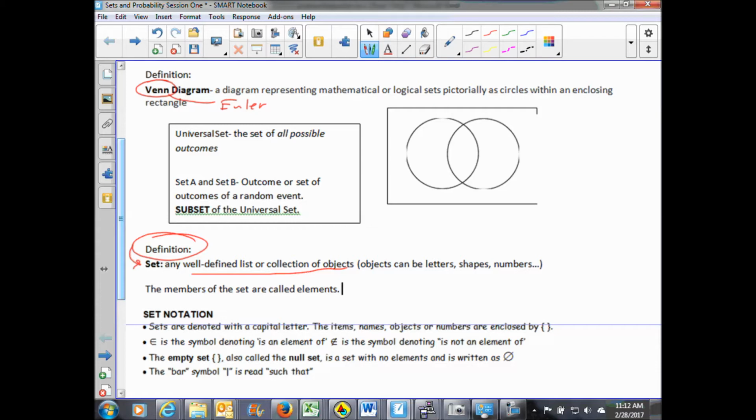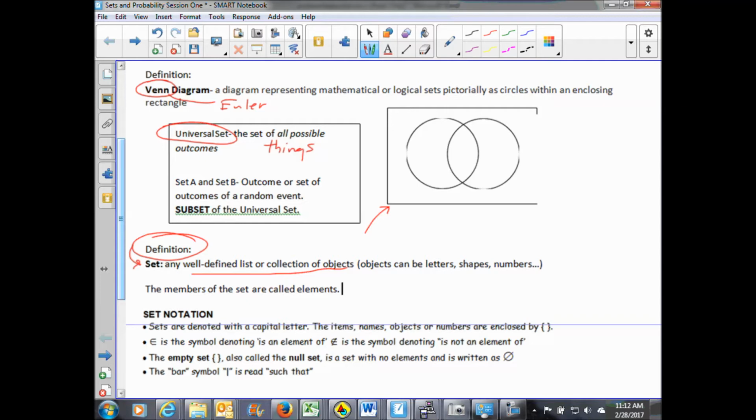Now, it becomes important, especially in probability, that for our Venn diagrams we have this rectangle that you see on the outside. The rectangle represents the universal set, which is the set of all possible outcomes or all possible things that we're looking at the moment. It's never right to consider the universal set to be the set of everything, but it's at least the set of everything that we're dealing with at the moment.